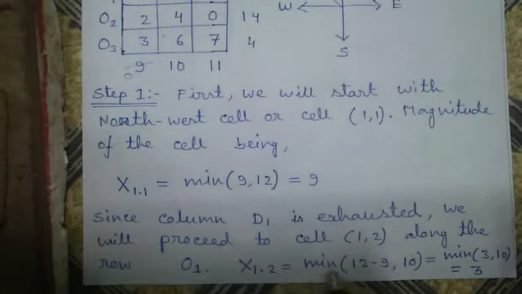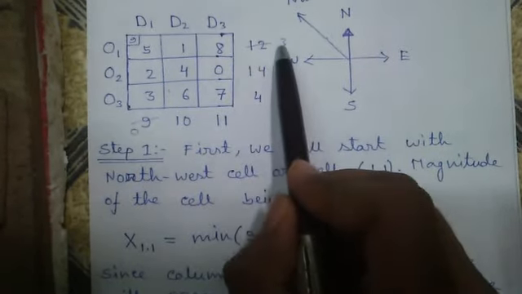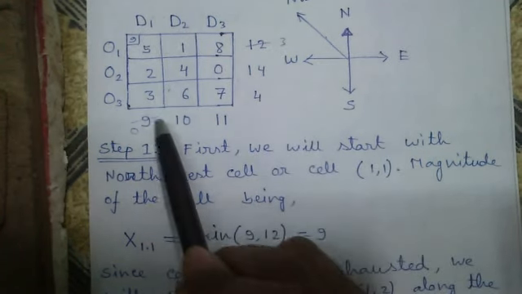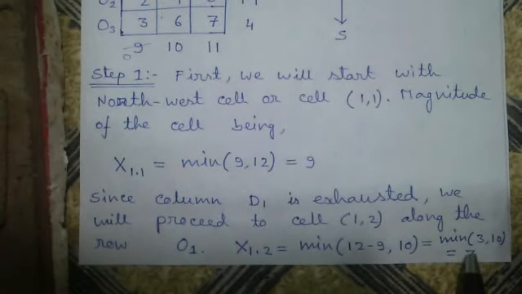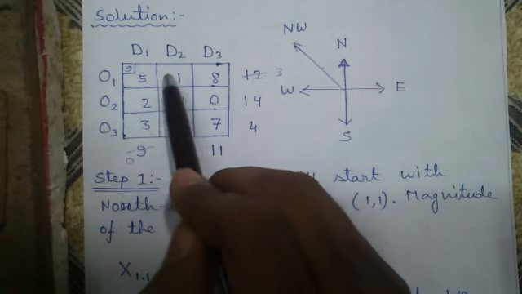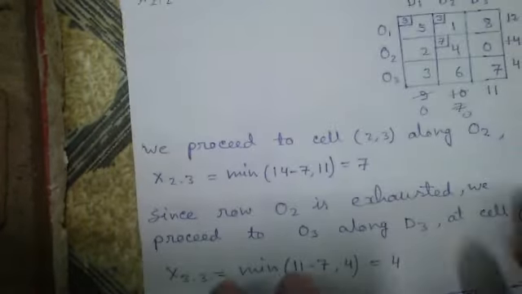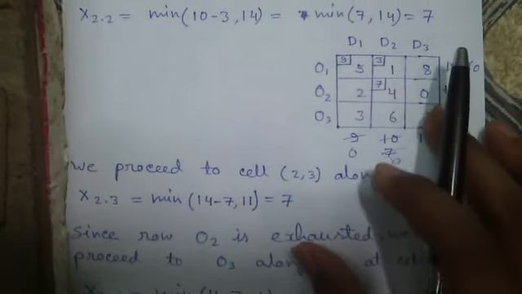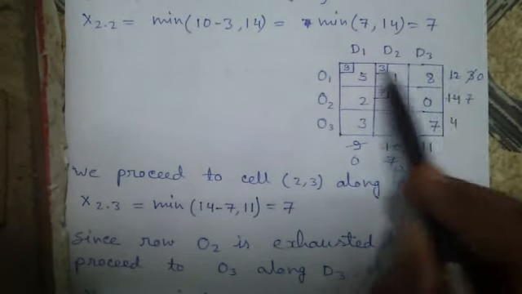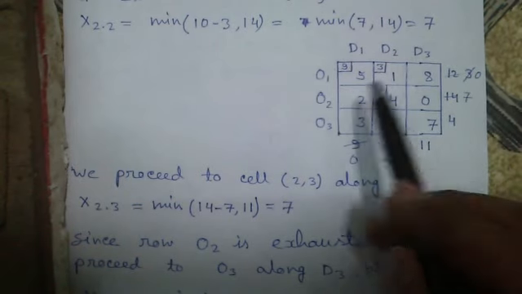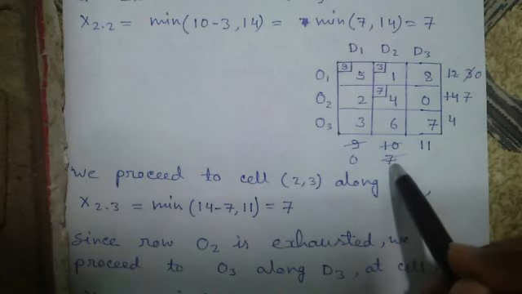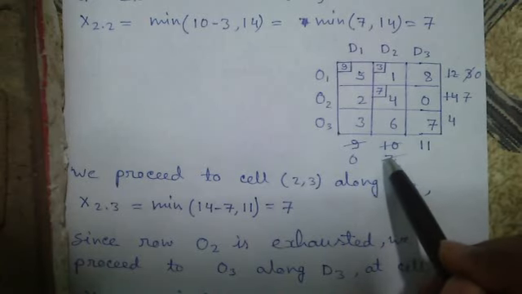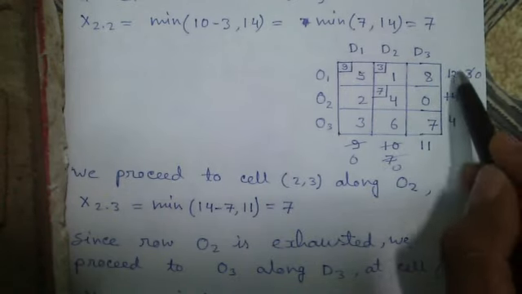So x12 equals the minimum of 12 minus 9, comma 10. So the minimum of 3 and 10 is 3. So 3 is allocated to this cell of value 1. You can see 3 is allocated at this position. After allocating this, O1 becomes exhausted, it becomes 0. But by allocating 3 out of 10, the demand is still 7. We have to fulfill this demand by the supplies 7 and 4.